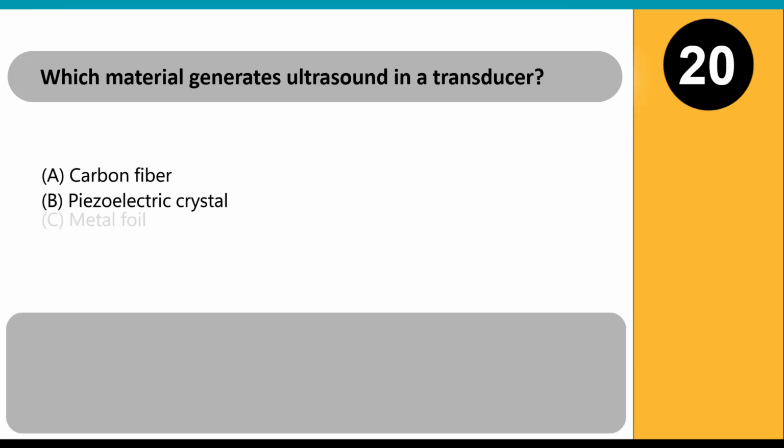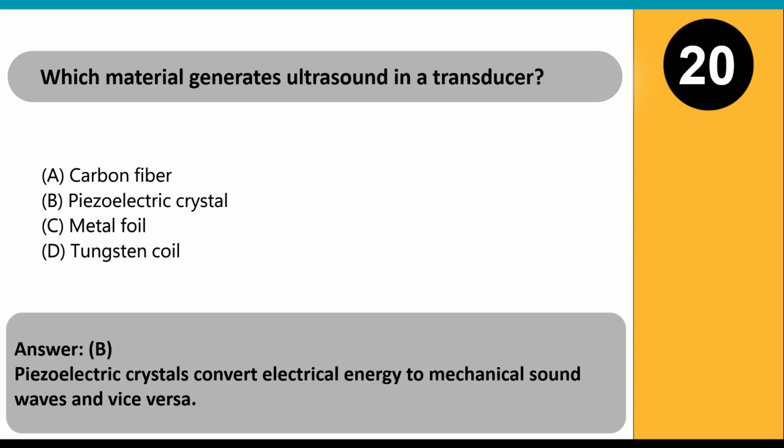Which material generates ultrasound in a transducer? A. Carbon fiber, B. Piezoelectric crystal, C. Metal foil, D. Tungsten coil. Answer B. Piezoelectric crystals convert electrical energy to mechanical sound waves and vice versa.